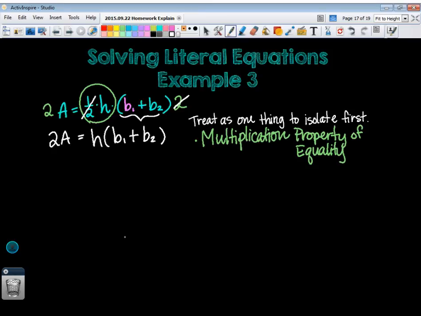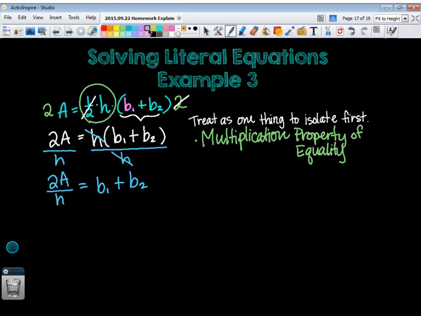The next thing that we want to do is solve out this h. We're going to get rid of that h. So we have this times h, so we're going to divide by h on both sides of the equation. H over h cancels to 1, and we're left with b1 plus b2 equals the quotient of 2a and h.